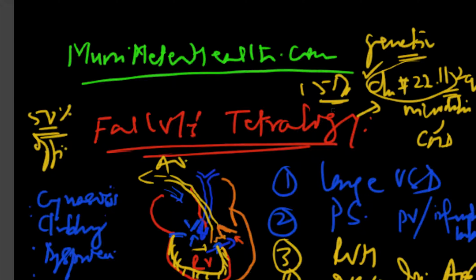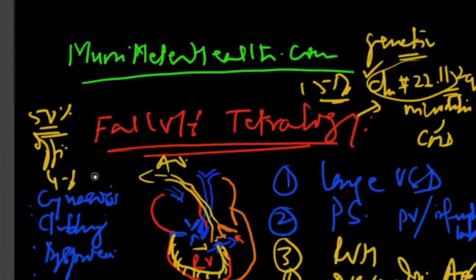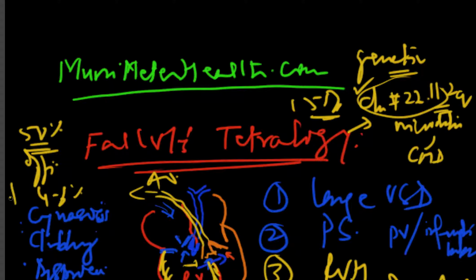But if none of the parents have it, then the chances are only 4 to 6%. So it drops rather to 4 to 6%. If none of the parents have it, then it drops to 4 to 6%, this chromosomal abnormality. Otherwise, it's very, very high, remember that. So obviously, genetic counseling is so important, specifically for the young parents, if one of them has tetralogy of Fallot.